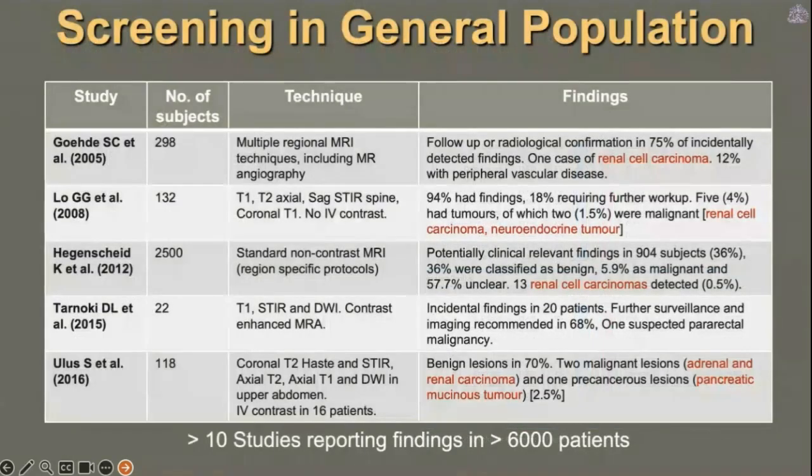If we look at 10 studies reporting the findings in more than 6,000 patients, we see that the findings are quite startling, in that amongst the cancers they detect, these are the ones in the top 10 list. And in fact, this has been the experience of the screening program at Phoenix as well, where we begin to detect renal cell cancer and unsuspected pancreatic tumors, for example. These are things that we are normally not able to detect using conventional screening programs.